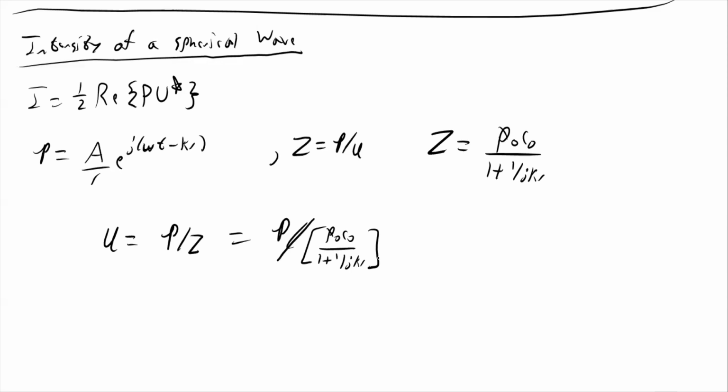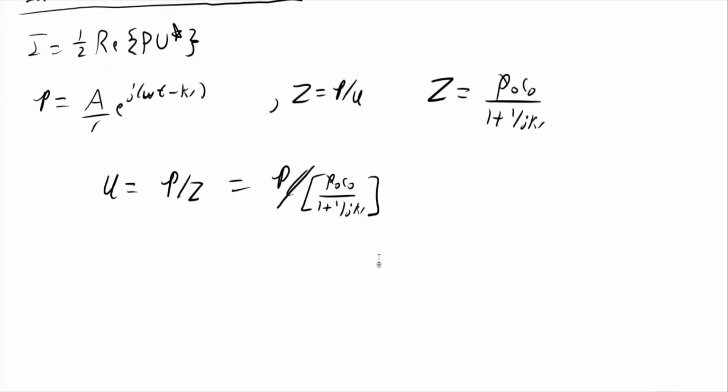Now, we don't want to work in this form when we're finding intensities, because we want the complex amplitudes rather than the entire time-dependent function. So we note that capital P is A over r e to the negative j k r from right here, just picking off the complex amplitude portion.